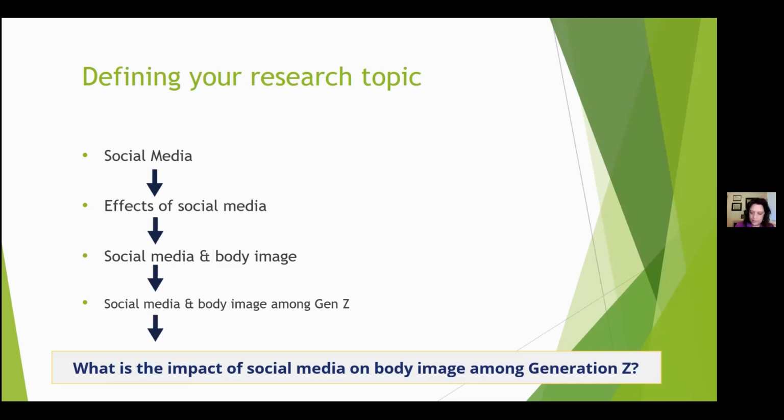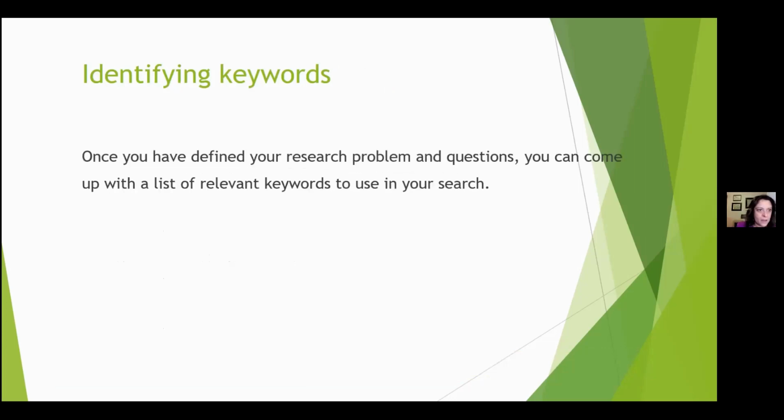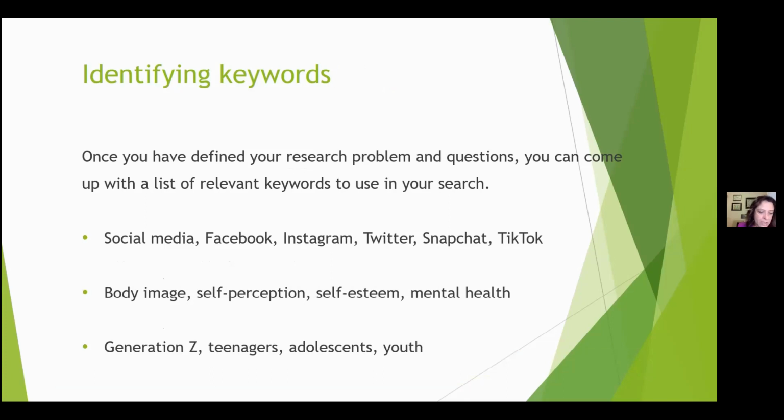All right. So identifying keywords. Once you've defined your research problem and questions, you can come up with a list of relevant keywords to use in your search. So try to think comprehensively. Come up with synonyms and variants of key terms to make sure that you don't miss anything. Consider these words. You have the main words in bold, but equally important are the related terms listed in each one. So it's best to cast a broad net to avoid missing anything.